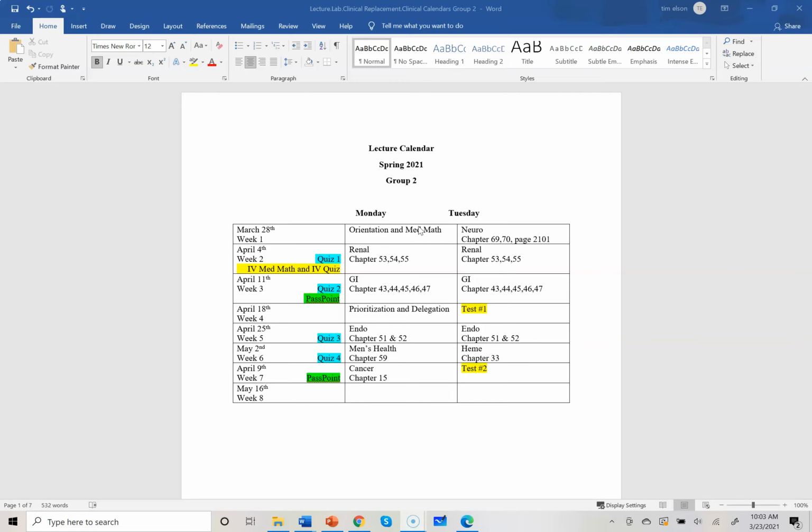I left week 8, which is May 16th, open. We still don't know when your final is going to be or when HESI is going to be, because we have to figure out who is doing what and when. We need a room and the testing center and all the other stuff. But I'm pretty sure 99% of this is not going to change at this moment. So this is your lecture calendar.